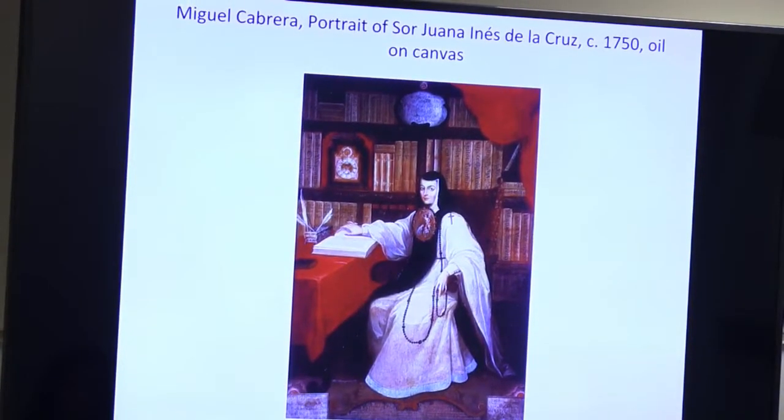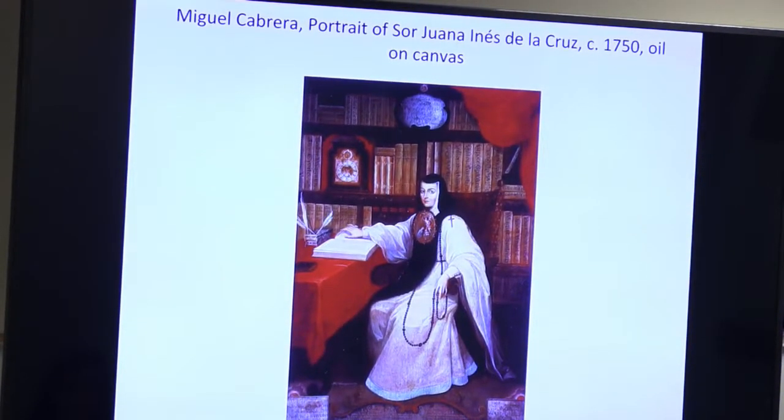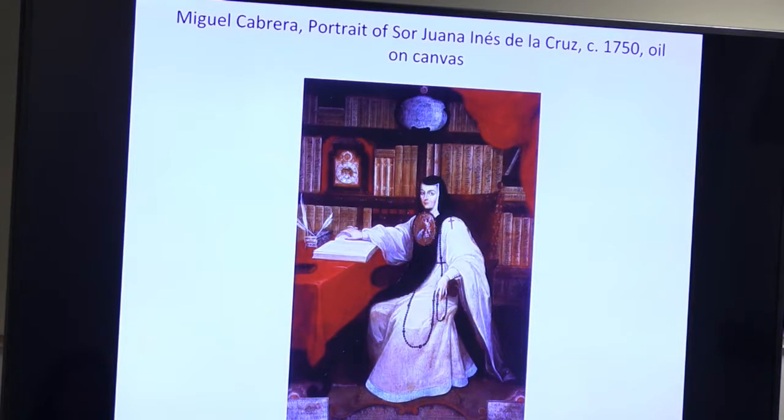We can talk about different types of portraits. This is by Miguel Cabrera, that mid-18th century painter. Painted around 1750, it can be considered a historical portrait because by 1750 she's been dead almost 70 years. Sor Juana Inés de la Cruz lived in the late 17th century.